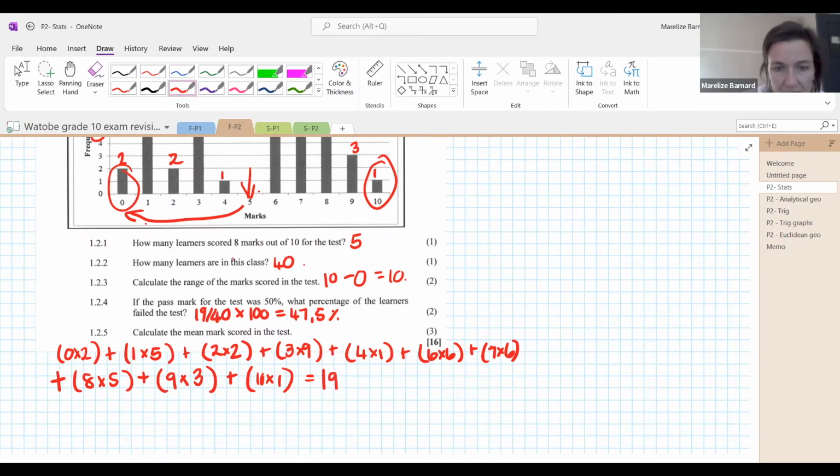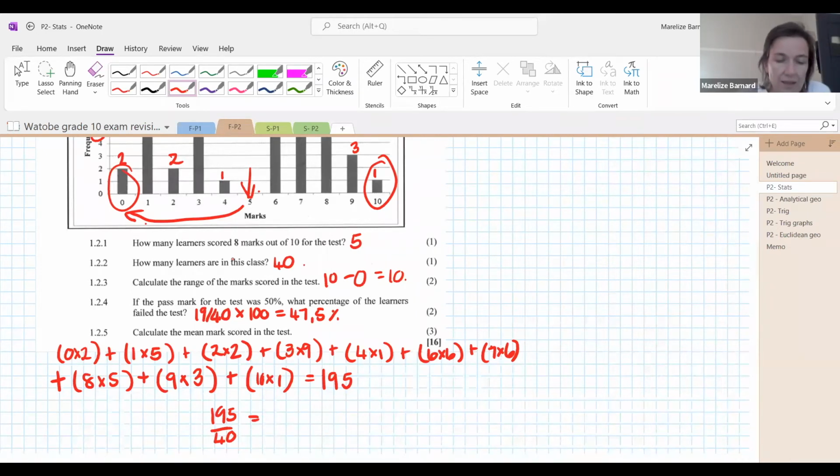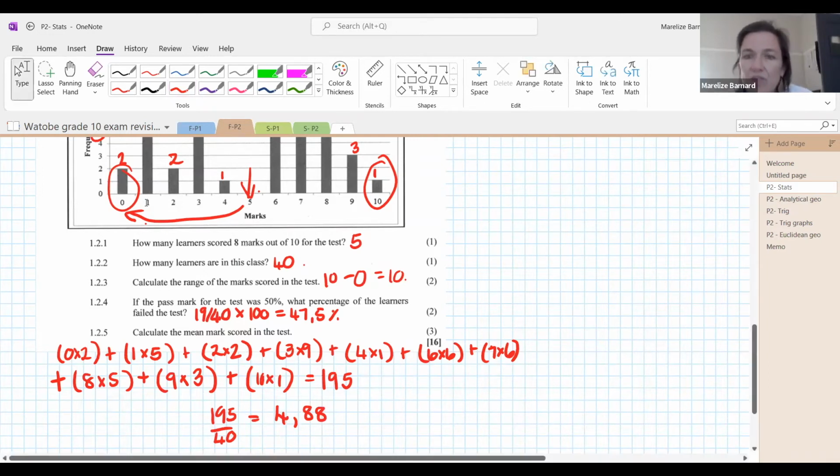consistently. So that's 195. And to actually get the mean mark, we need to take the 195 and divide it by the number of people who wrote the test. So we're going to divide the 195 by 40, and that gives me 4,88 out of 10. That's what they got for this test as an average.